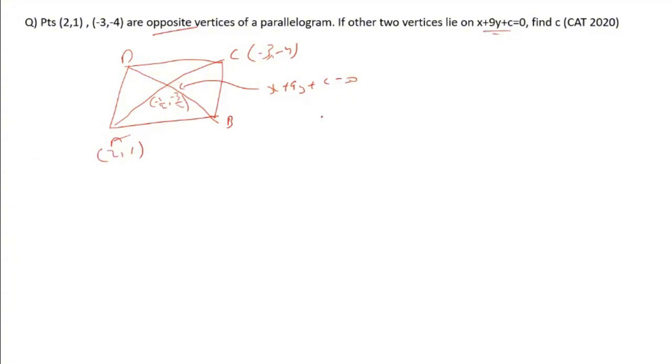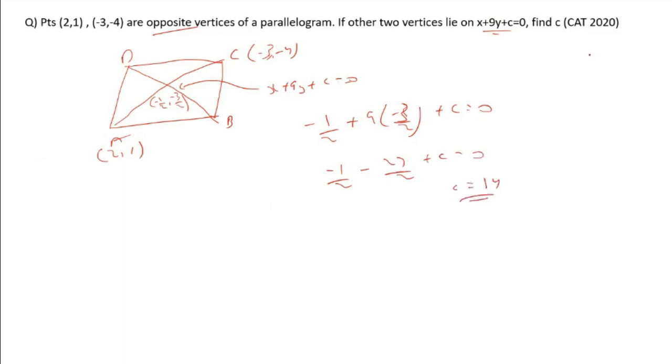So x plus 9y plus c equal to 0. Because this point lies on this line, this point should satisfy this equation. Nothing but minus 1 by 2 minus 27 by 2 plus c equal to 0. So this is minus 28 by 2, minus 14. So c is equal to 14.